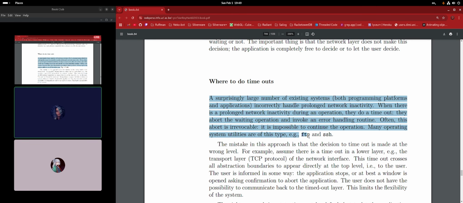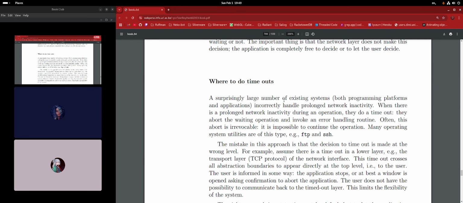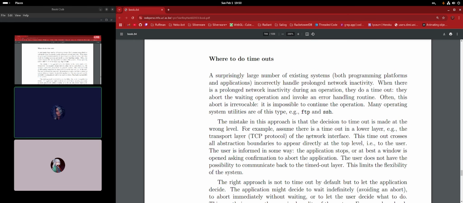And then, okay, Unix. We have problems about that. I was about to say Unix, but I guess this is more general. A surprisingly large number of existing systems incorrectly handle prolonged network inactivity, and then they just abort with a timeout, and that actually sucks. SSH is a very common example of this. The mistake in this approach is that the decision to time out is made at the wrong level. For example, assume that there is a timeout in the lower layer, the transport layer of the network interface. The timeout crosses all abstraction boundaries to appear directly at the top level to the user.